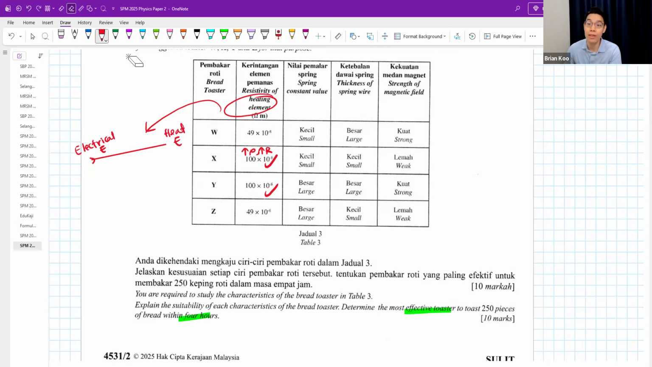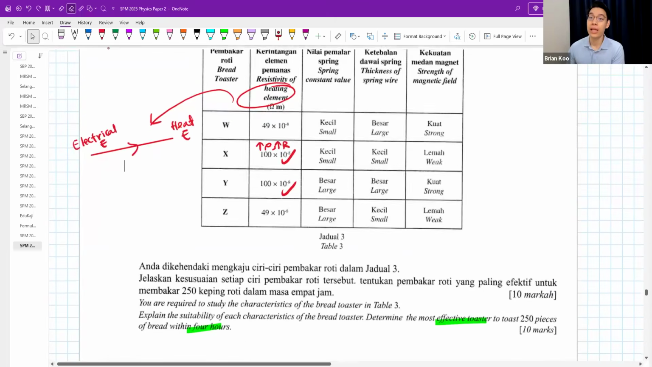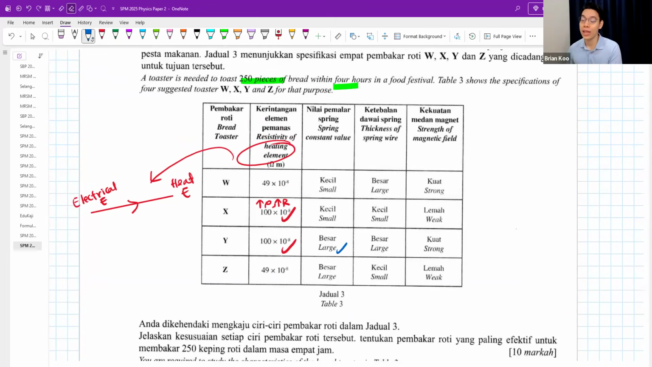When the resistance is very high, because it's so hard for current to flow, you will force the electrical energy to convert into something else. And in this case, you will force it to become heat energy. Yeah. So the heating element is just a piece of wire that becomes very hot when current flows through. Okay. Spring constant, I want it to be large, because a large spring constant means the spring is harder, stiffer.